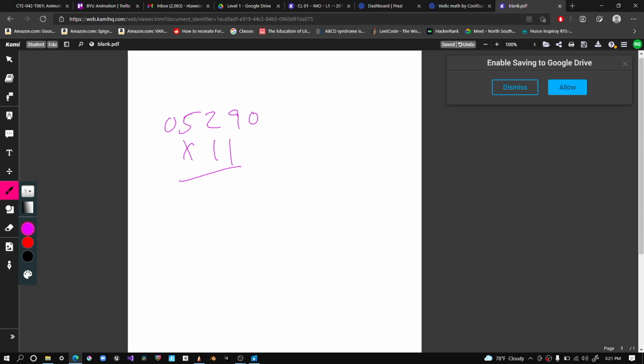Then what you have to do is say that 9 plus 0 equals 9, and then 2 plus 9 equals 11, so 1 extra. 5 plus 2 equals 7, plus the 1 extra, so that's 8. And then you have 0 plus 5, which equals 5. So that's 5, 8, 1, 9.